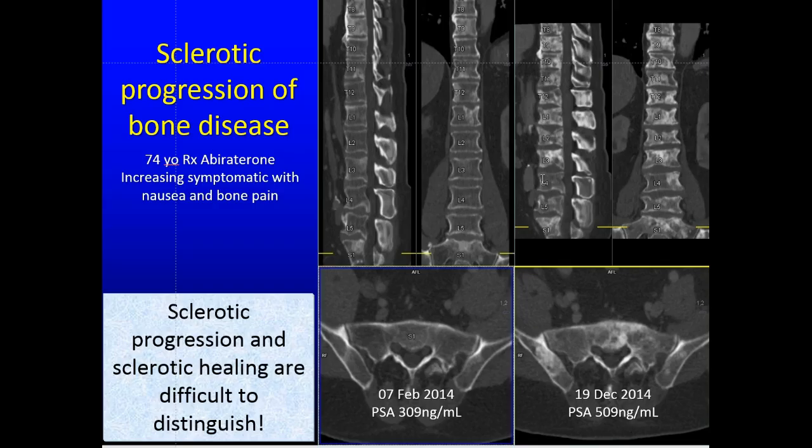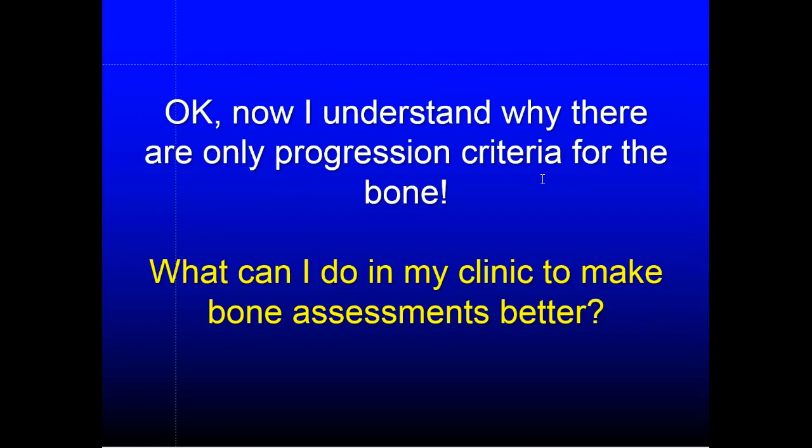Remember, increasing sclerosis could be due to progression, could be due to healing. Sometimes they are very difficult to distinguish. So now that you know the limitations for bone, that you can only really look at progression criteria with CT scans and bone scans, can you do better in the clinic today? The answer is yes, you can.